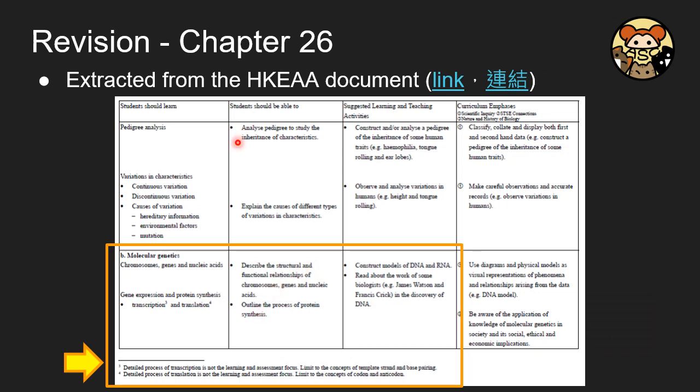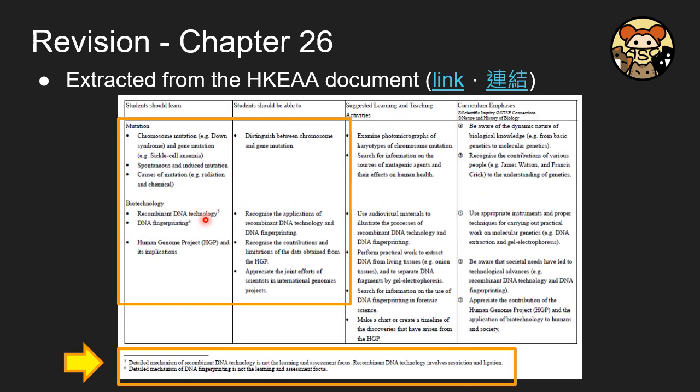Here is an extract from the HKEAA about the concepts in molecular biology. In molecular genetics, you have to understand chromosomes, genes, and nucleic acids, and the two basic processes, transcription and translation. After that, you have to know about Down syndrome and sickle cell anemia, because sickle cell anemia is an example of gene mutation, while Down syndrome is an example of chromosome mutation. In the next chapter, we will talk more about the biotechnology behind this.